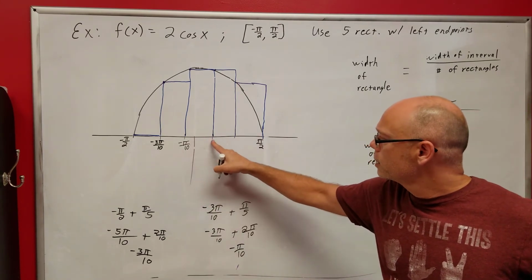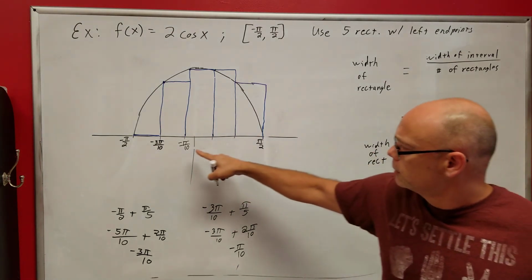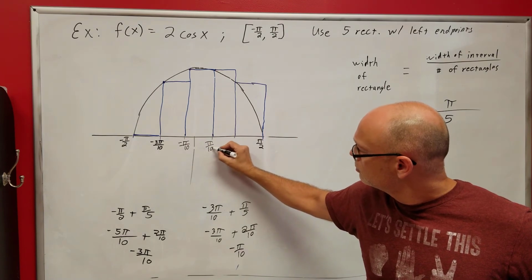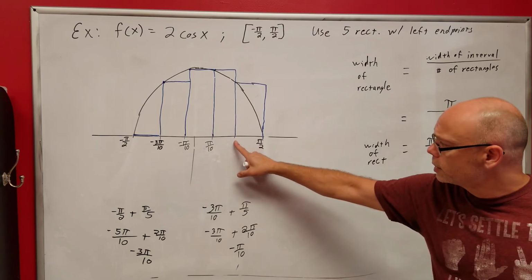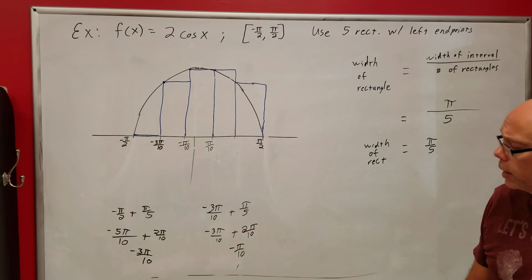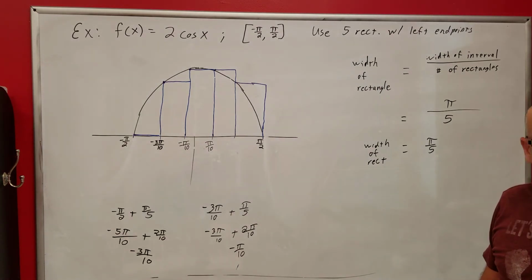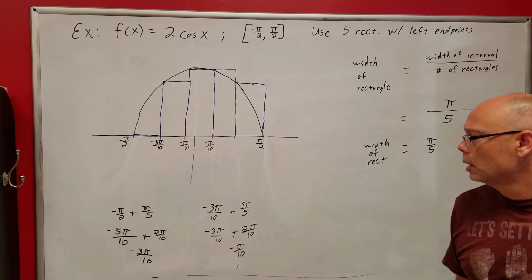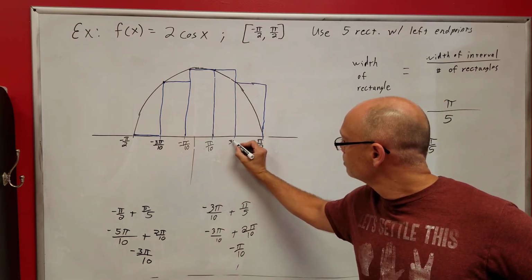And how do we find this point? We add what? Pi over 5 to negative pi over 10. And we'll get positive pi over 10 here. Find this point, do the same thing. Take pi over 10, add pi over 5. Add the width of that rectangle. So what is pi over 10 plus pi over 5? Well, that's pi over 10 plus 2 pi over 10, which gives me 3 pi over 10.